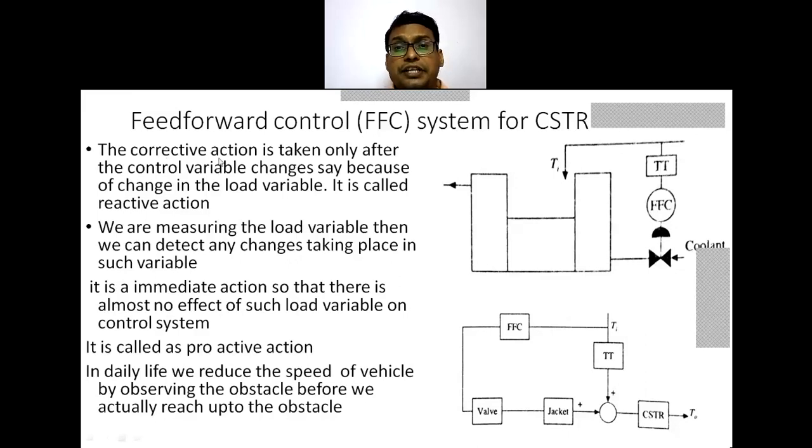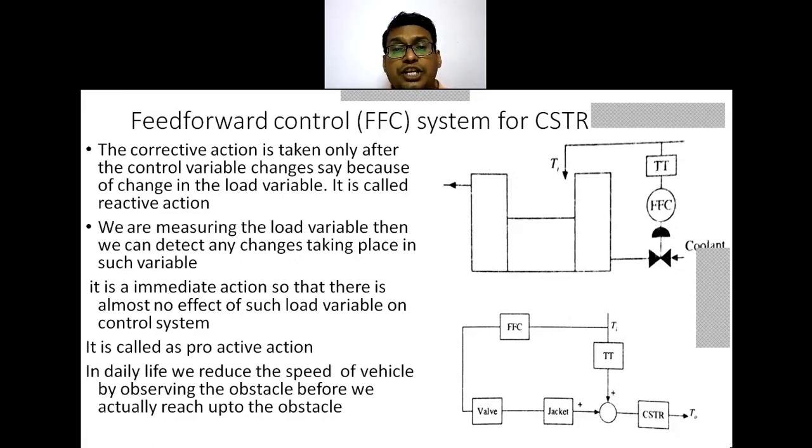So in feedback, the corrective action is taken only after the control variable changes, say because of a change in the load variable. It is called the reactive action. That is what is observed in case of our feedback systems. When are corrective actions happening? When the control variable changes. In feed forward, we are measuring the load variable, so we can detect any changes taking place in such variable. The load variable in this case is the inlet fluid temperature.